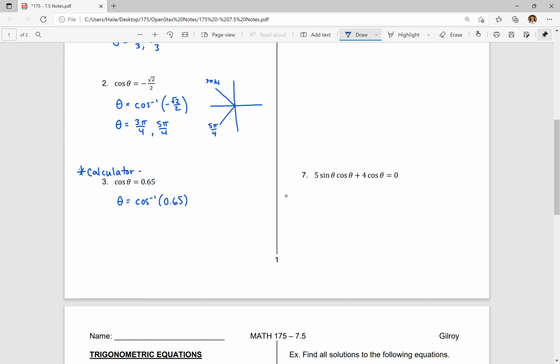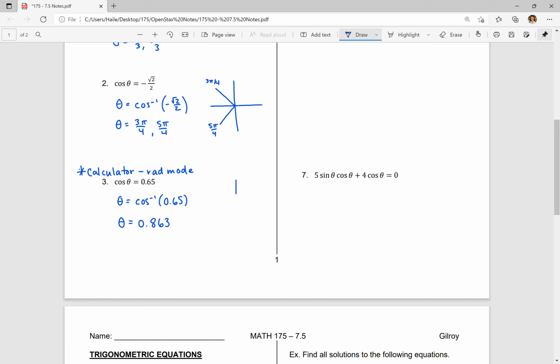So calculator, and we want to make sure when we're solving trigonometric equations that we use radian mode. Okay, so you may have some very, very specific questions that ask for degrees, but for the most part, it will be in radians. So if they don't specify a unit, assume that your answer should be in radians. So if we make sure our calculator's in radian mode and we put in cosine inverse of 0.65, we should get 0.863 radians.